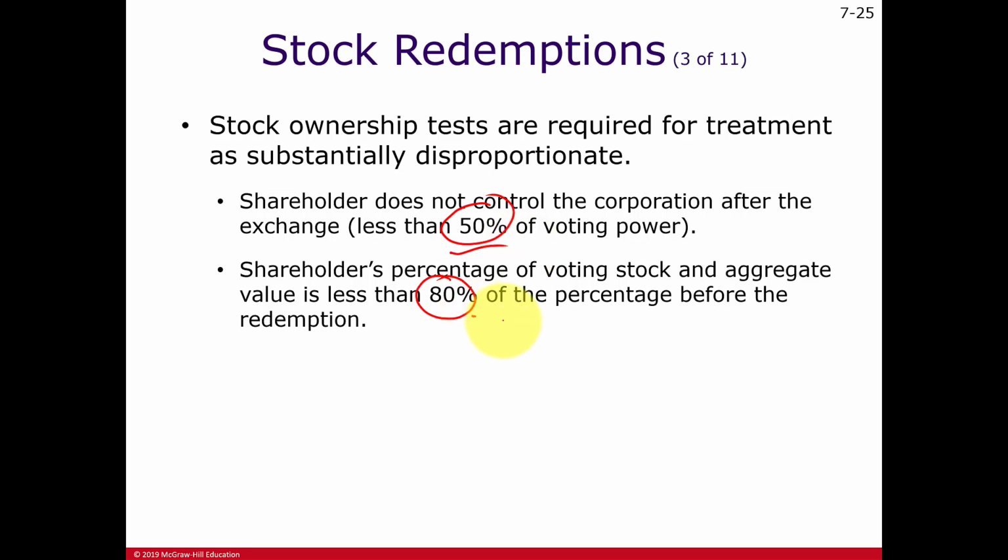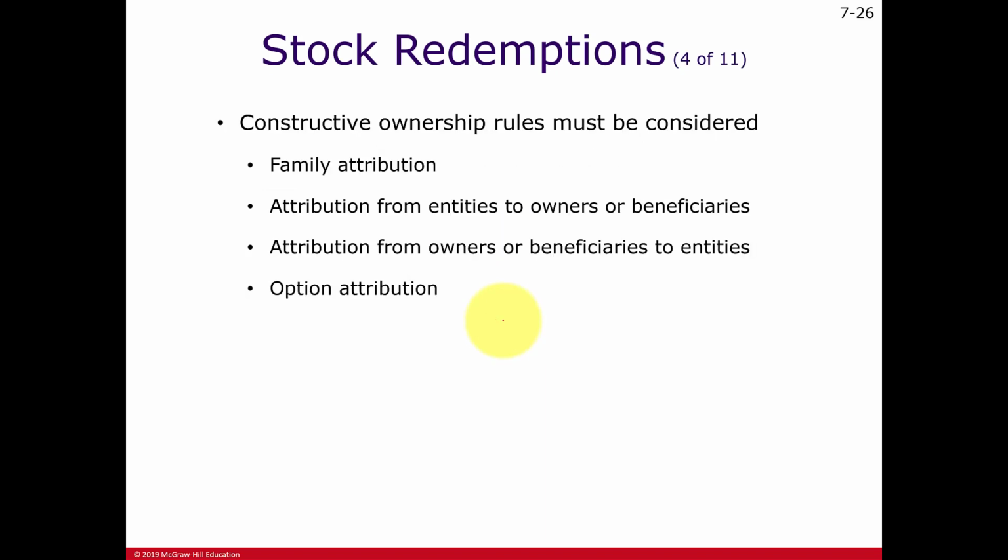The 80% test is kind of indirectly saying that you've got to reduce your holdings by 20%. So now you're down to 80% of what it was before the redemption. Here are those constructive ownership situations I mentioned before, and more detail is given in our textbook regarding specific family relationships like parent, child, and grandchild.